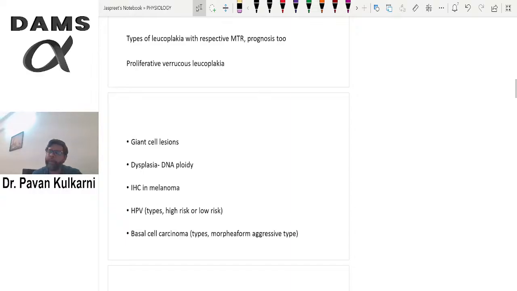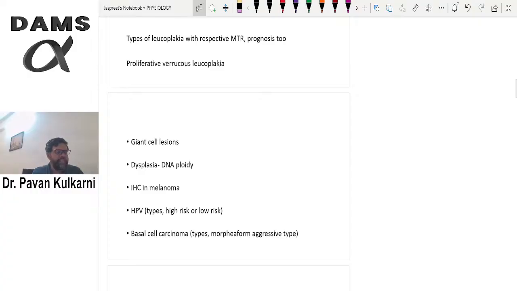Then HPV, human papilloma virus, is of different types. All of us know, you have the low risk type, you have the high risk type. You are supposed to know the numbers of those, which are associated with oral pre-cancer and cancer. Like HPV 16, 18 is associated with pre-cancer and cancer. That is what you are supposed to understand. And then basal cell carcinoma. Again, that's very frequently asked. What are the types of basal cell carcinoma? Which is the aggressive type? And all those things you're supposed to know about.